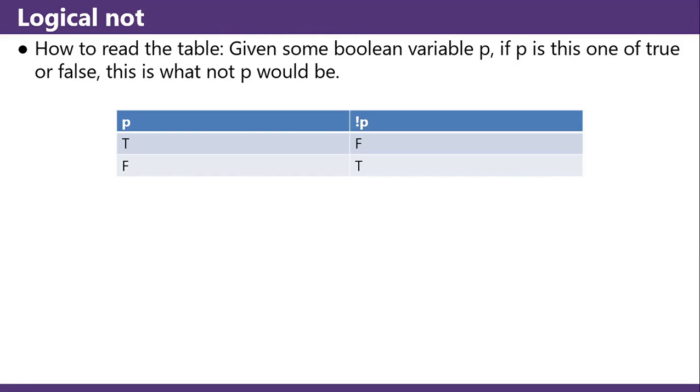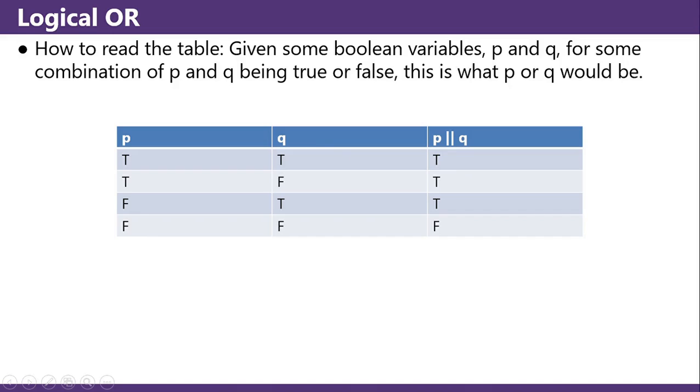Logical not. How to read this table. Given some Boolean variable p, if p is this one of true or false, this is what not p would be. So, if p is true, not p is false. If p is false, not p would be true.